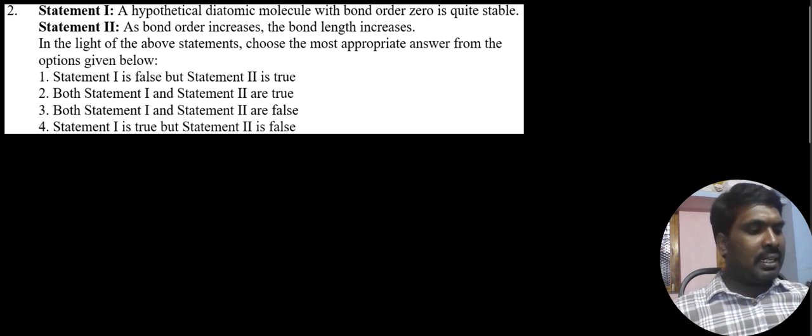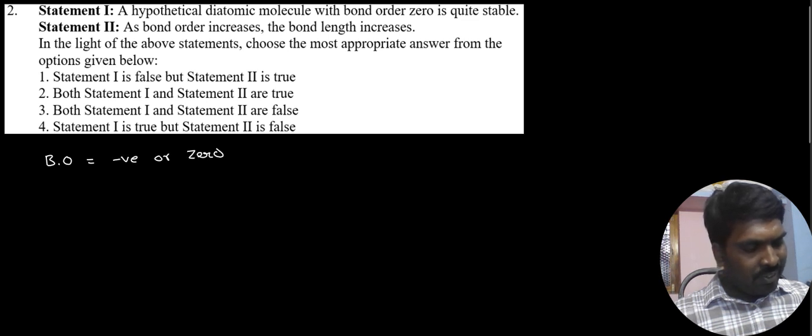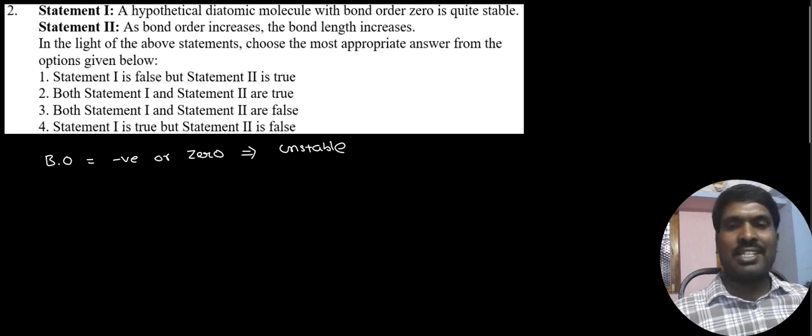A hypothetical diatomic molecule with bond order 0 is quite stable. This is statement 1. Now statement 2: as bond order increases, the bond length increases. So statement 1, a hypothetical diatomic molecule with bond order 0 is quite stable, is a false statement. Suppose the bond order is negative or 0, then that molecule is unstable. So statement 1 is wrong.